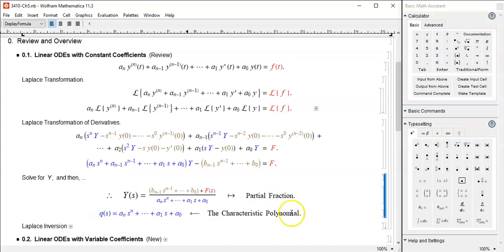And we can solve for Y like this. Polynomial part here, brown part, and red part is coming from the right-hand side. I mean, this f of t is becoming capital F of s. And then the denominator is the characteristic polynomial. Now, if we take the partial fraction and then take the Laplace inversion of each decomposed partial fraction, then you're going to get what you want.